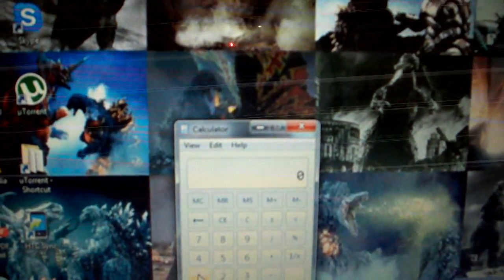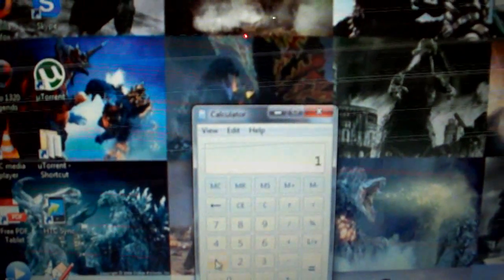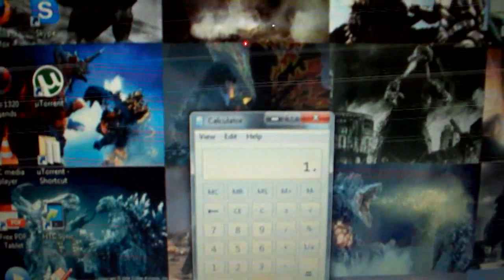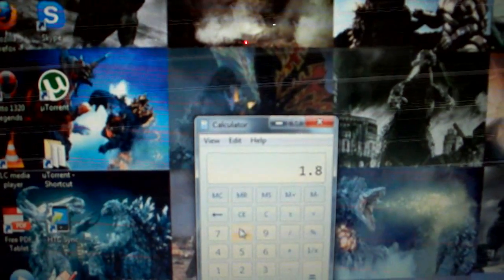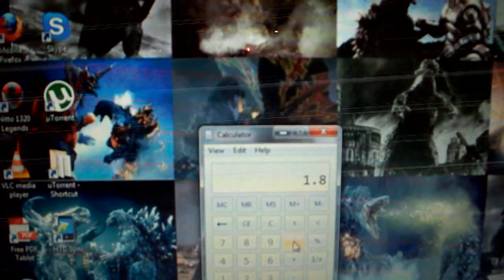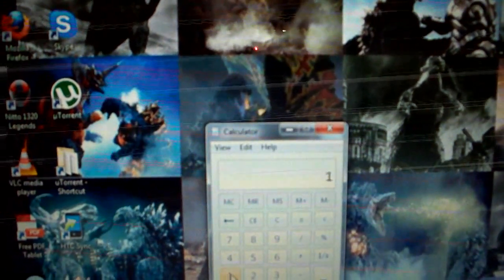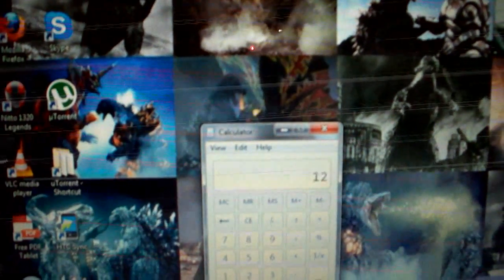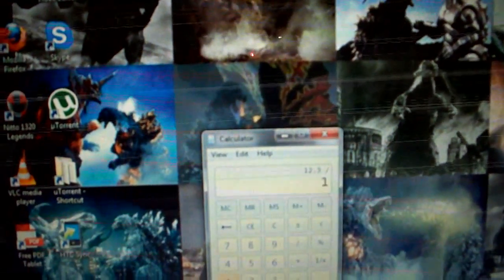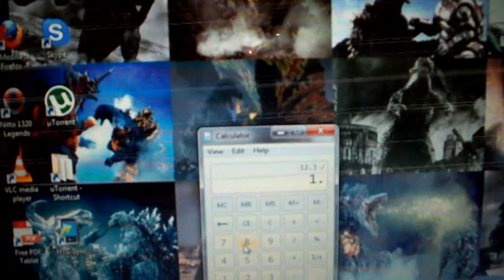And then to find your resistance, take 12.3 and divide it by 1.8. And that should give you your ohms that you were at, which is 6.8.